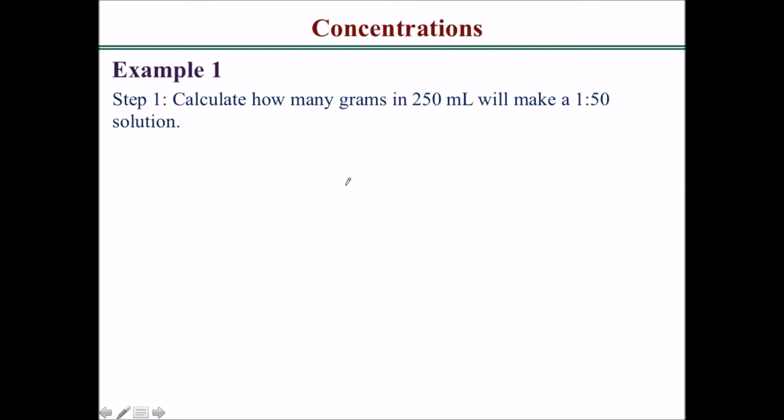Step 1, you want to calculate how many grams in 250 milliliters will make a 1 to 50 solution. Now, a 1 to 50 ratio can also be expressed as 1 gram over 50 milliliters equals x over 250 milliliters. Pretty much you want to solve for x, which is the grams that would be needed in 250 milliliters to have the concentration of 1 gram per 50 milliliters.